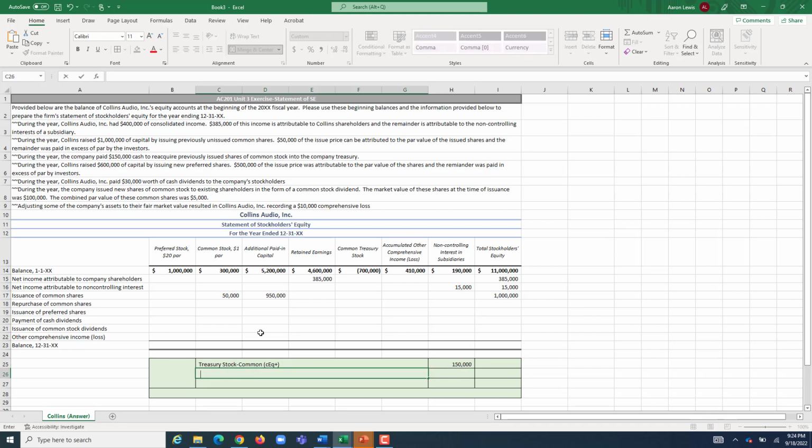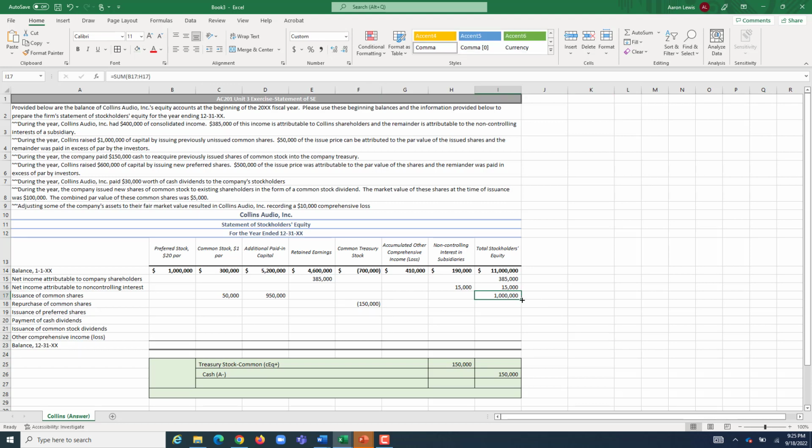So let's debit treasury stock common for $150,000 and credit cash for that same amount. And here we see we have a contra equity account going up $150,000. We had this number as a negative in treasury stock to start with because as a contra equity account, it decreases our overall stockholders' equity. So let's type it in negative here, knowing we need to bring our equity down by another $150,000.